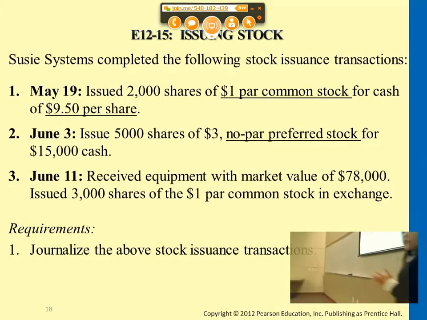Okay, now we talked about 5 different cases. Let's do this exercise here. Try to read these 3 cases and see if you can journalize these transactions. The first one has a par value, common stock. Second one, no par value, preferred stock. Third case, if we're not just issuing stock for cash, but issuing it for equipment. How do we journalize these 3 cases? Okay, take a minute to think about it and I'll go over it with you.